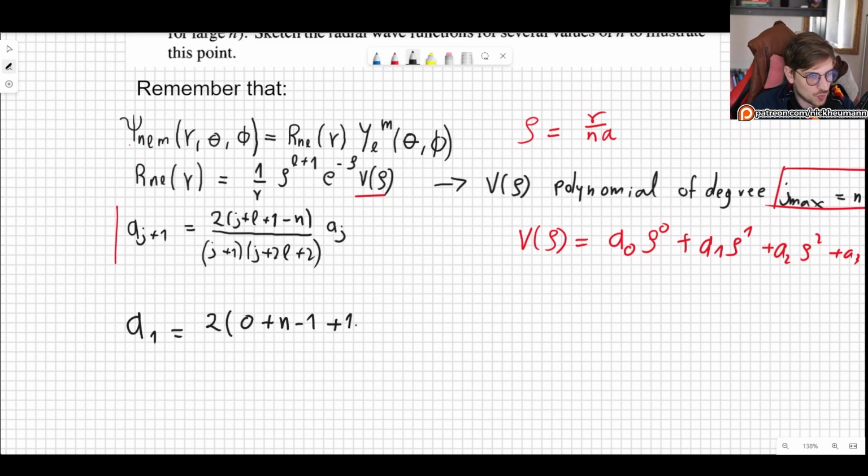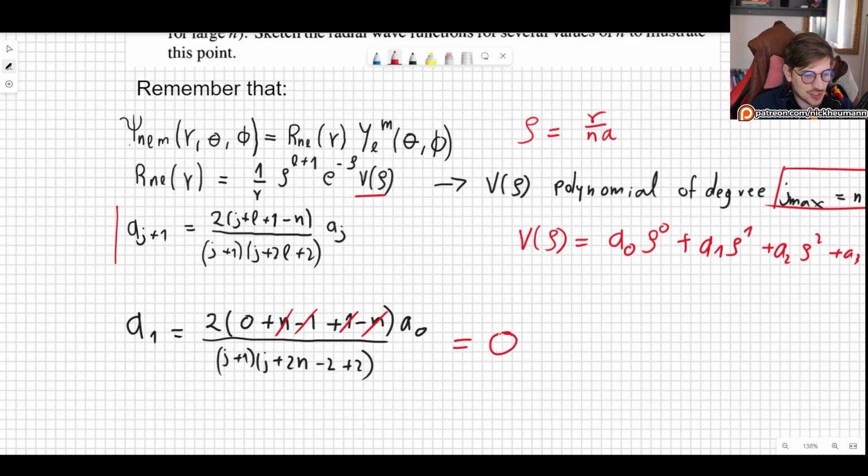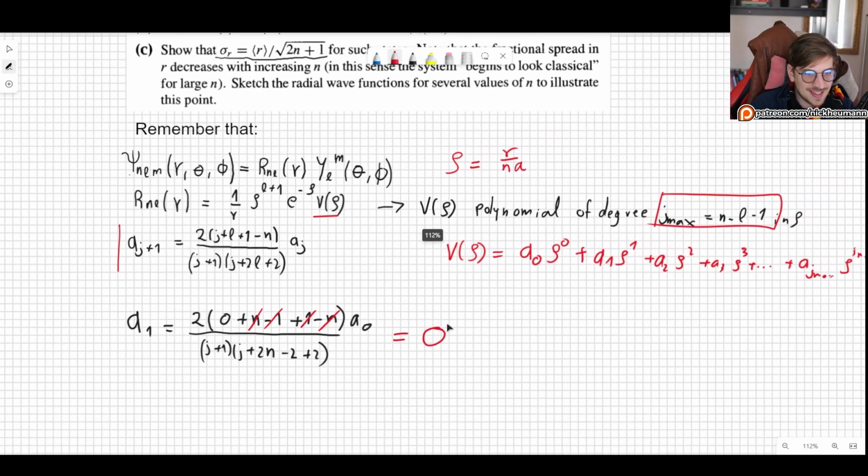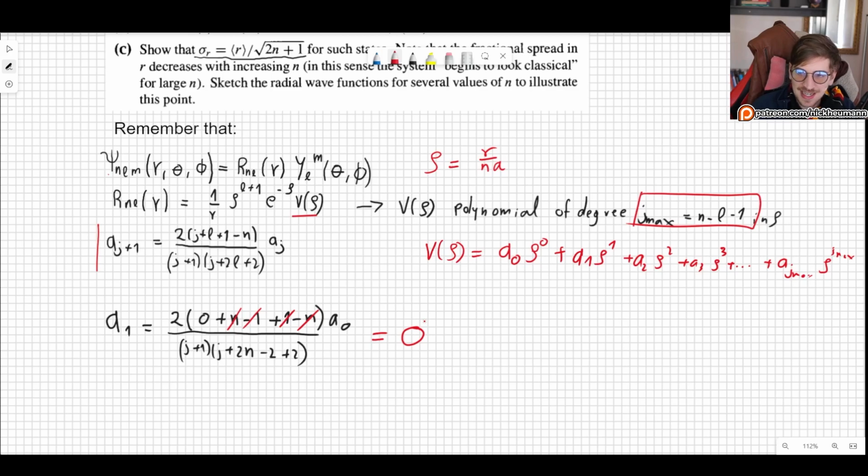And then we have plus 1 minus n, A0, and j plus 1, j plus, now instead of 2L, we have 2n minus 2. But honestly, it doesn't really matter at this point because, as you may have seen already, n-1 plus 1 minus 1 plus n minus n, so this entire thing is actually 0. What this means is that the maximum j is actually 0. So we only have this part. Everything that comes after is 0.